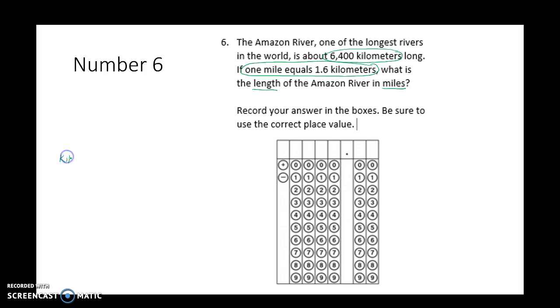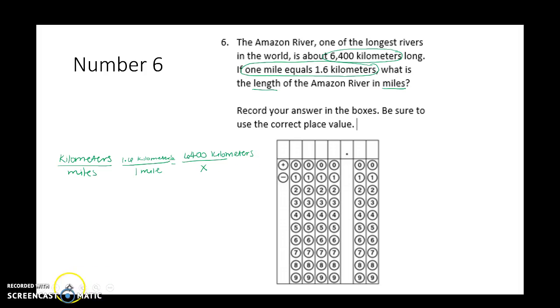So kilometers and miles. Could we have put miles on top? Yes, right? As long as we're consistent. So I always like to put my conversion factor first. So it says 1 mile equals 1.6 kilometers. So does my 1 mile go on top? No, I have to stay consistent. So 1.6 kilometers over 1 mile is equal to, and we're asking what is the length in miles. So I don't know the miles, but I know that it's 6,400 kilometers.